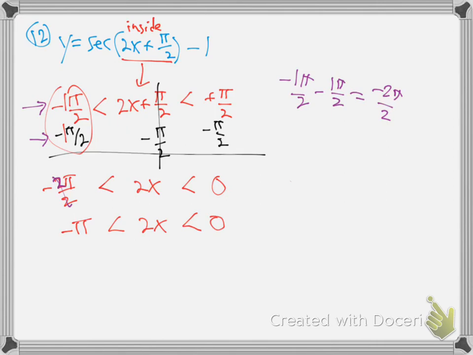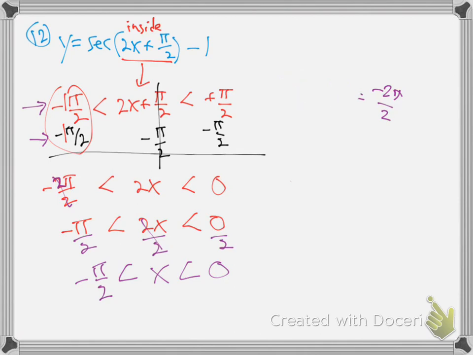Everybody good with that? So now, how do we finish getting x alone? Now we divide through by the 2, and 0 over anything is just 0, and now this is minus pi over 2. So there are the new boundaries. It's going to be between minus pi over 2 and 0. Everybody good there? So far, so good.